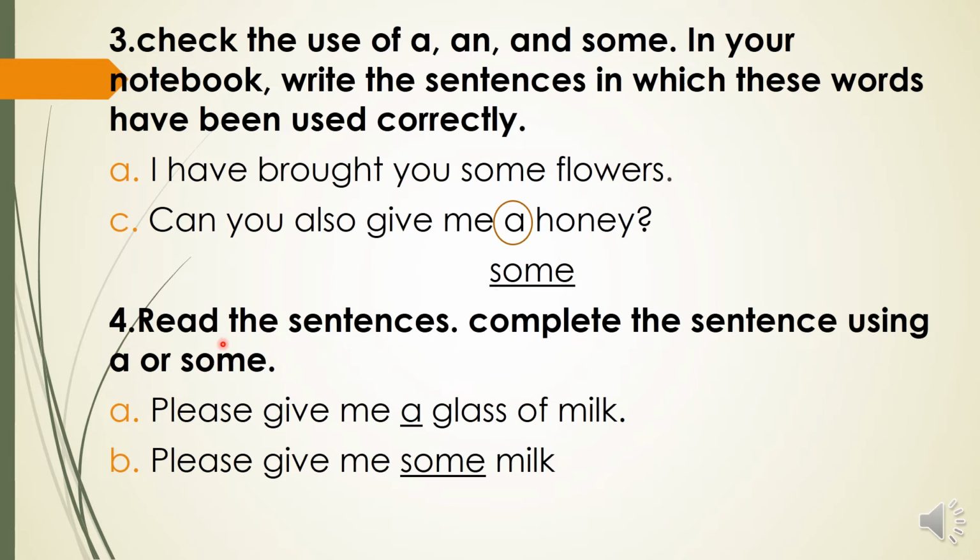Fourth question. Read the sentences. Complete the sentence using a or some. Please give me dash glass of milk. What will come? A glass of milk. Yes. Milk is uncountable noun. So it's a glass of milk. Please give me dash milk. You can also write some milk. Yes? Okay. Now solve the C and D part of the question.